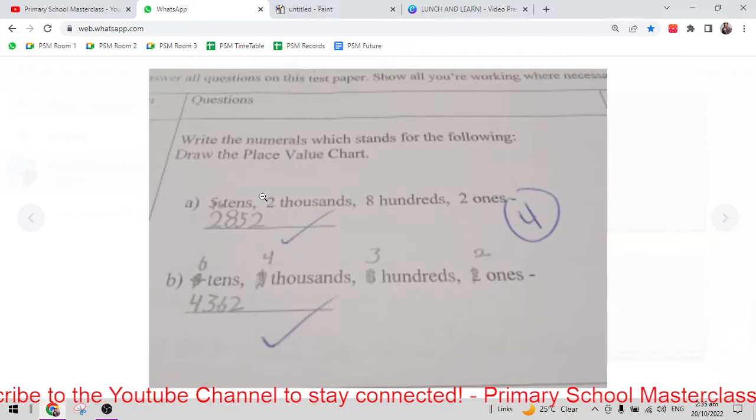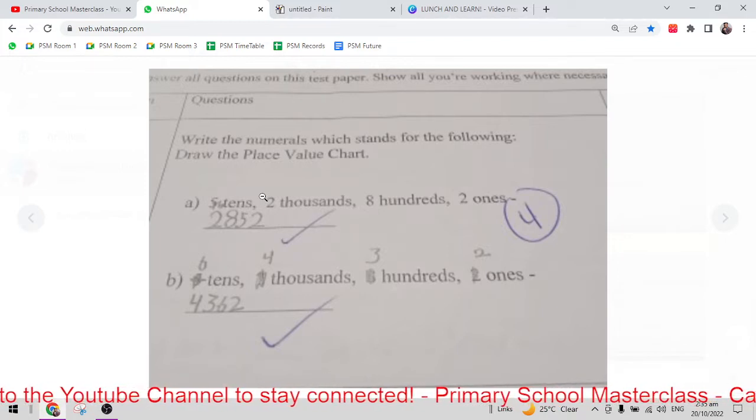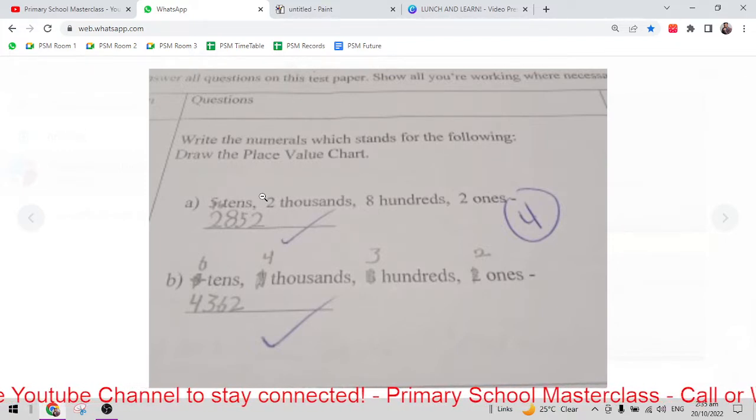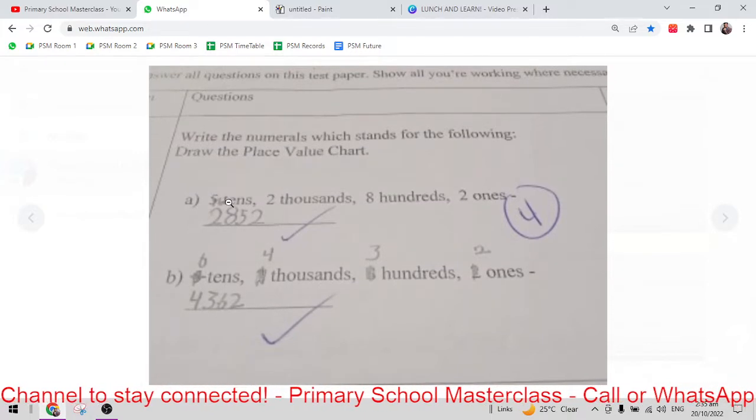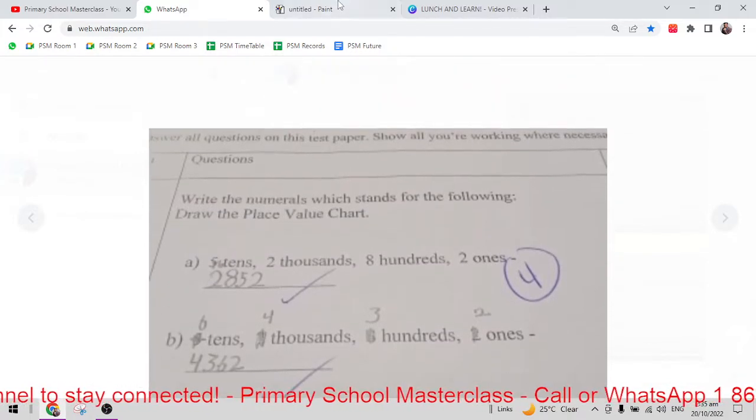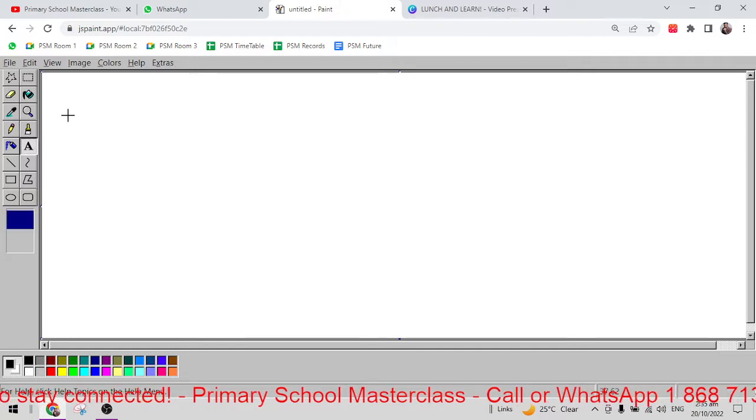So it says here, write the numerals which stand for the following, draw the place value chart. We have 5 tens. They try to mix it up on you a little bit. So let me just do a little bit of teaching here.